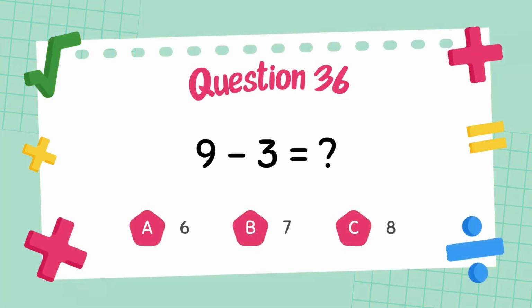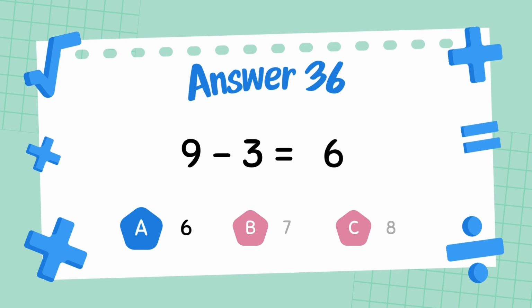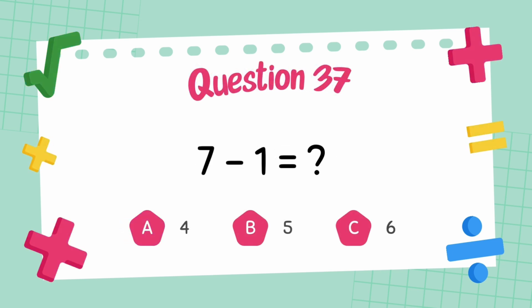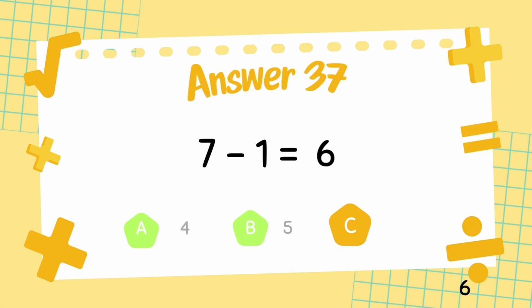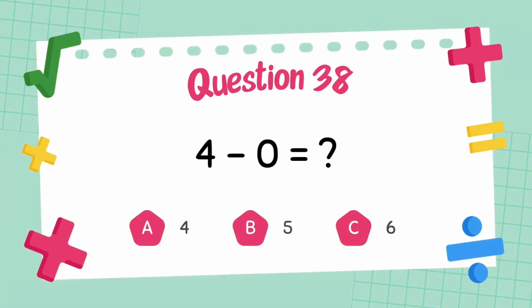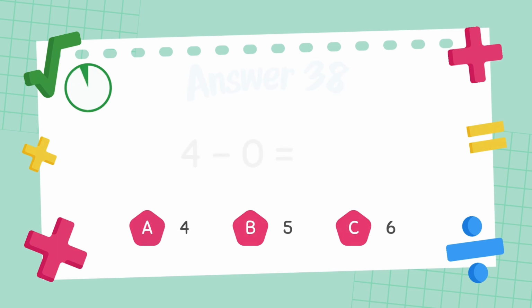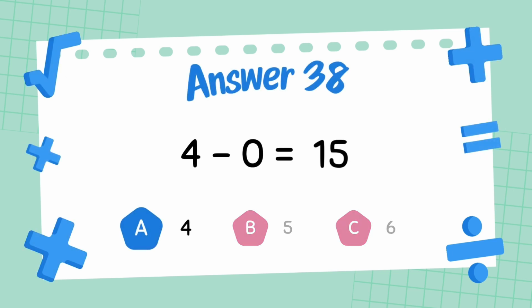What is 9 minus 3? The answer is 6. What is 7 minus 1? The answer is 6. What is 4 minus 0? The answer is 4.